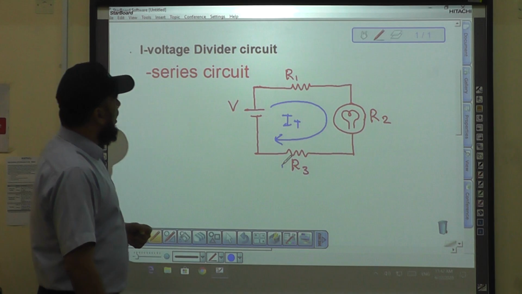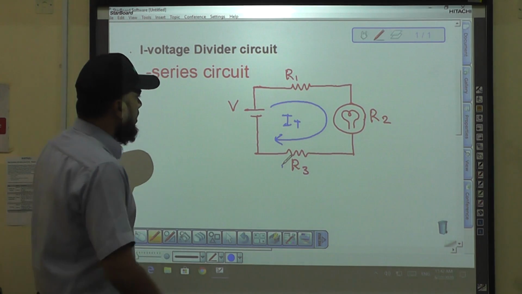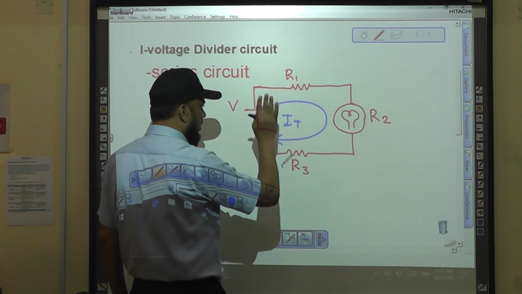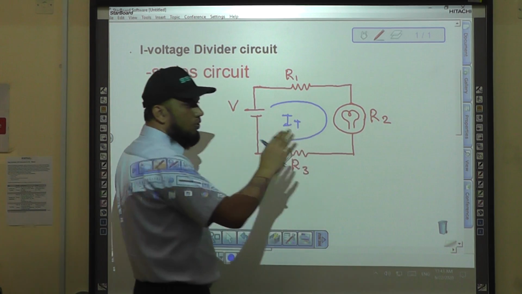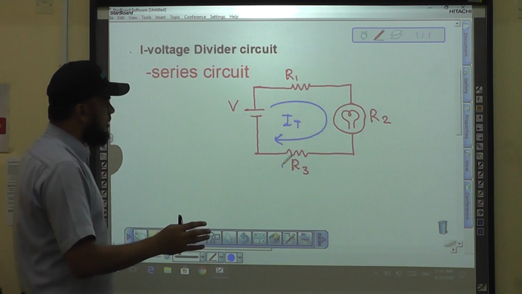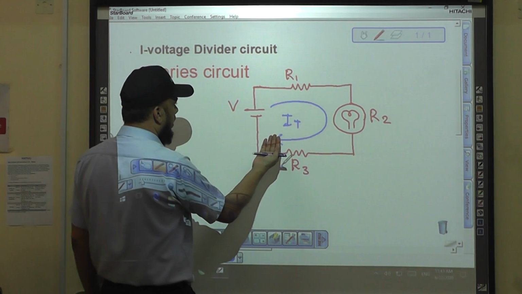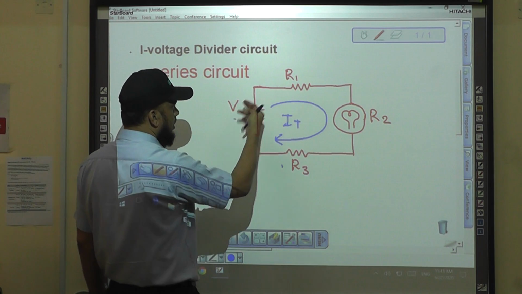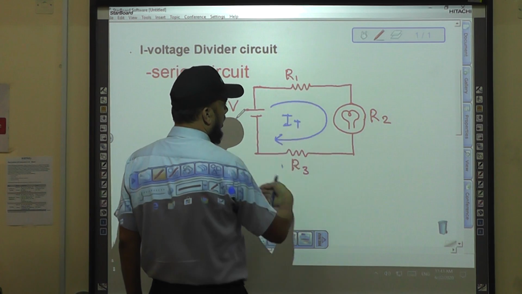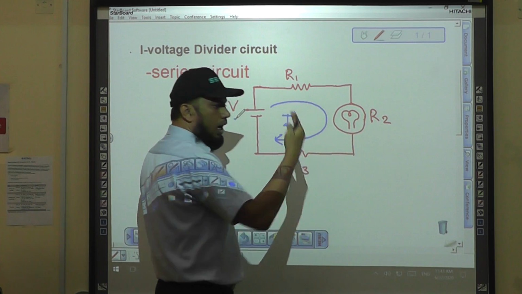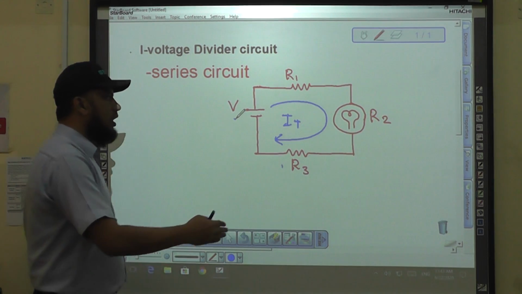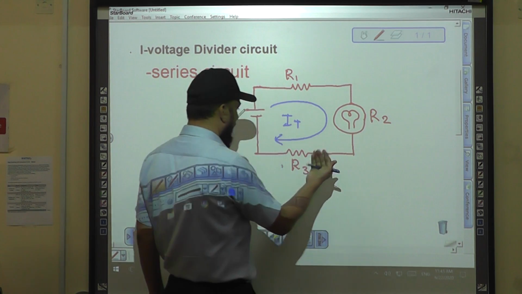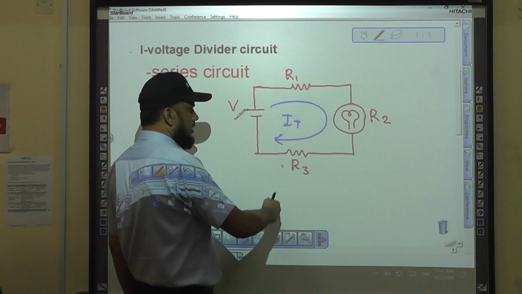So in this series circuit, there is only one path, and the current has to flow through only that one path. Here in the circuit we have the voltage source, the resistance R1, and a lamp which also has resistance. We are using the lamp here as R2, and the other resistance is R3.